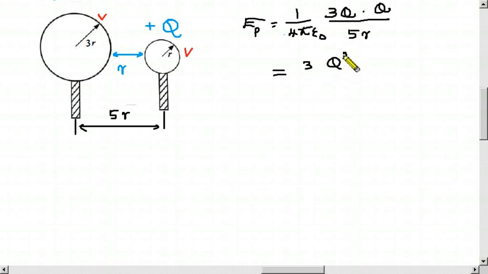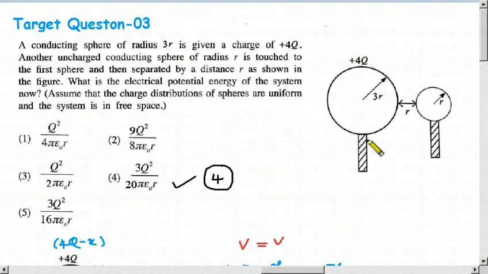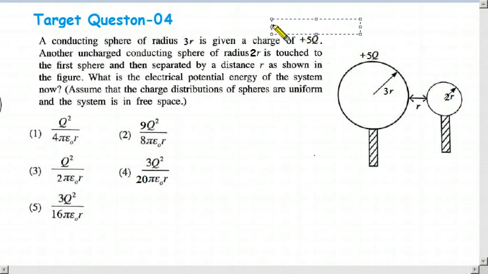3q squared over 20 pi epsilon naught r. This is the answer. Furthermore, we can't simplify. 3 divided by 20, this one. Fourth one is the answer for this question, question number 3. So let us do now this target question number 4.